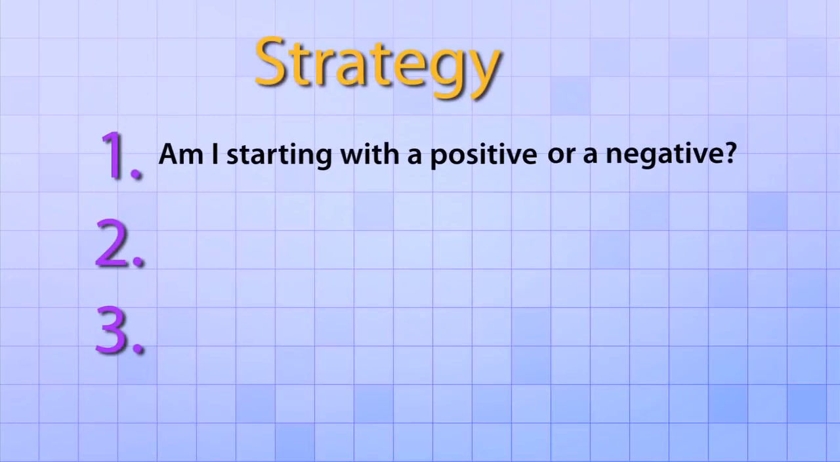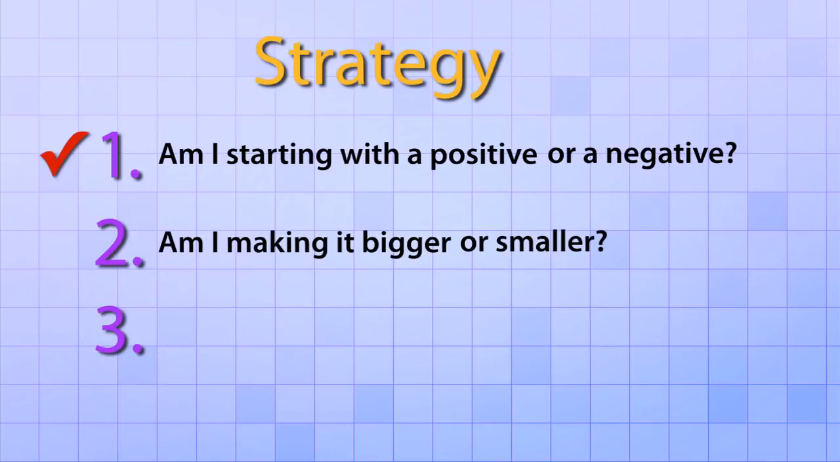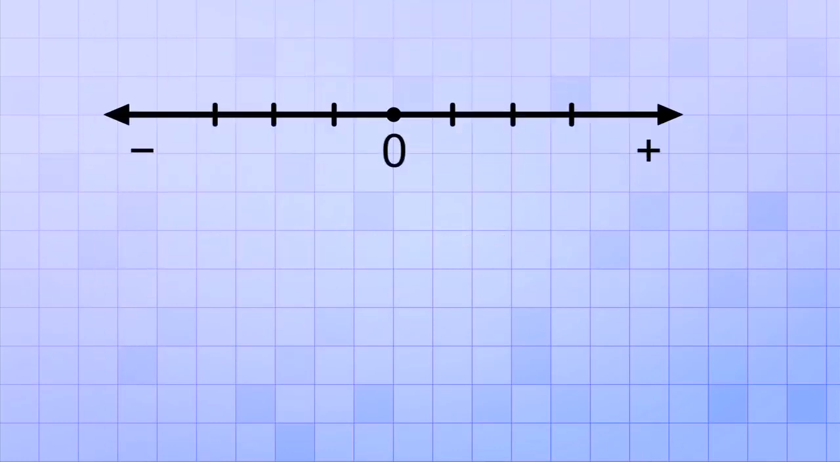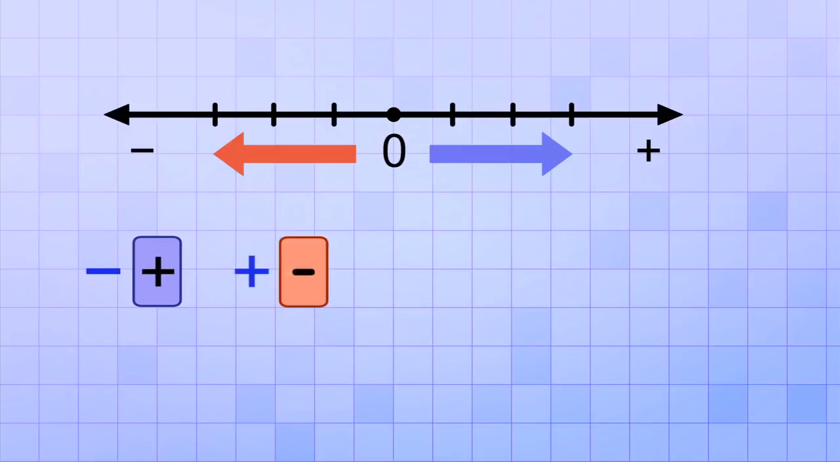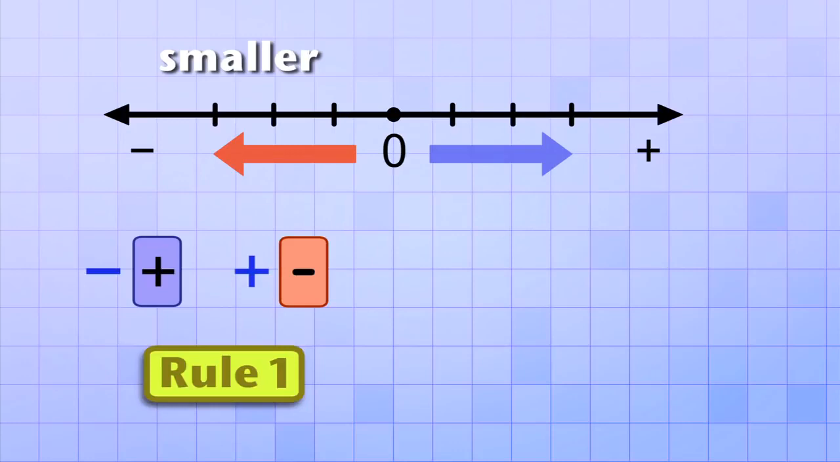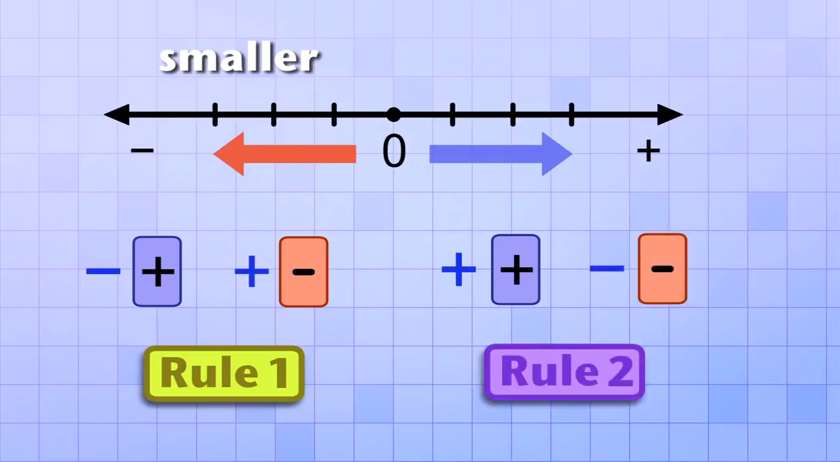Once you know what you're starting with, the next question to ask is, am I making it bigger or smaller? In other words, is what you're adding or subtracting going to make the value move in the positive direction of the number line or the negative direction? If you're subtracting a positive or adding a negative, rule number 1, then you're making the value smaller, which is moving to the left on the number line. If you're adding a positive or subtracting a negative, rule number 2, then you're making the value bigger, which is moving to the right on the number line.